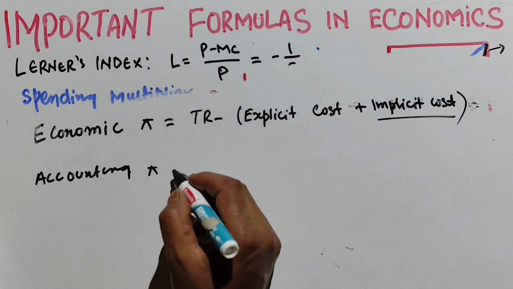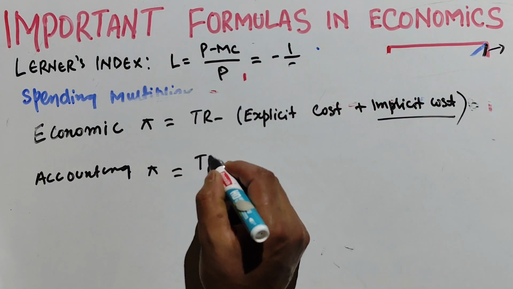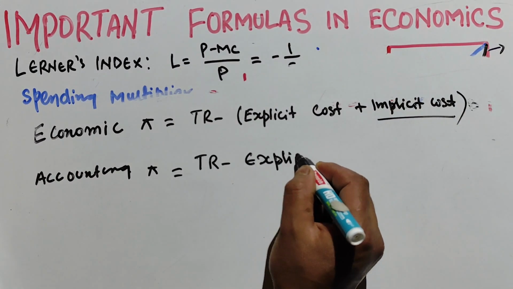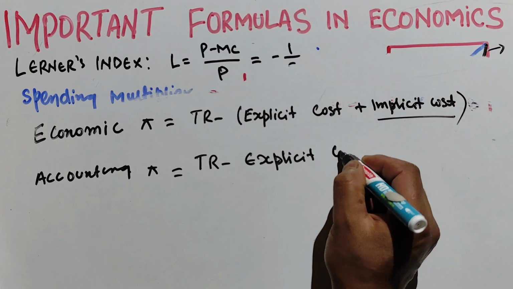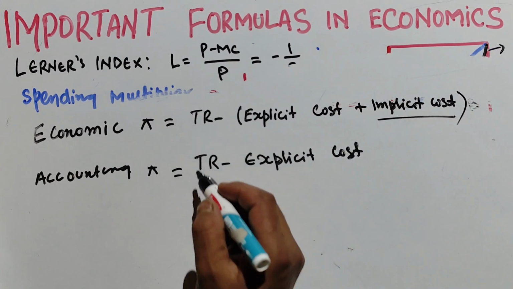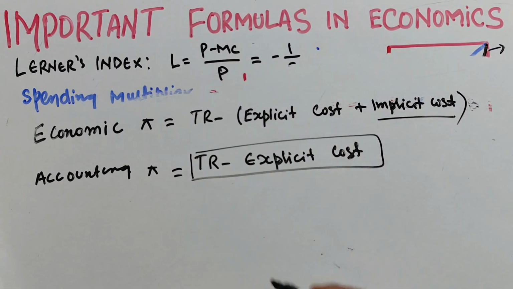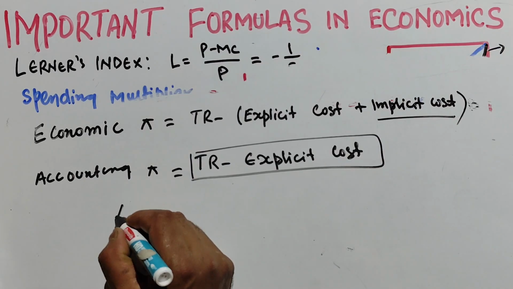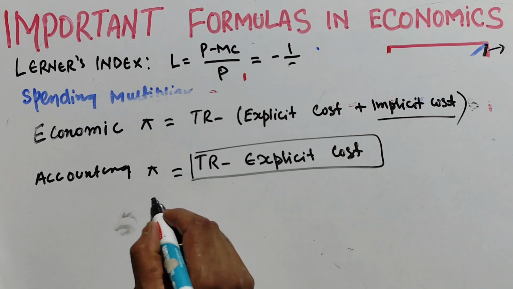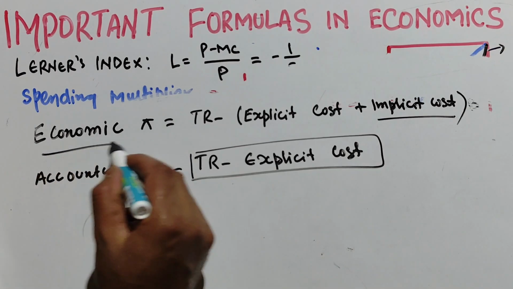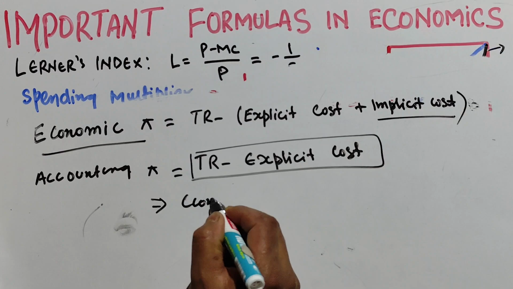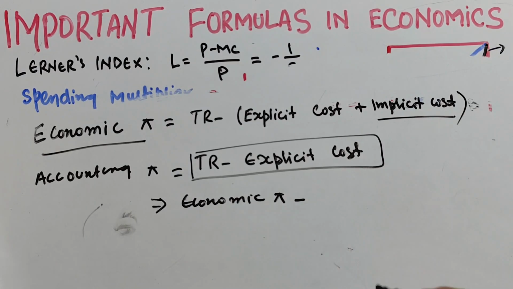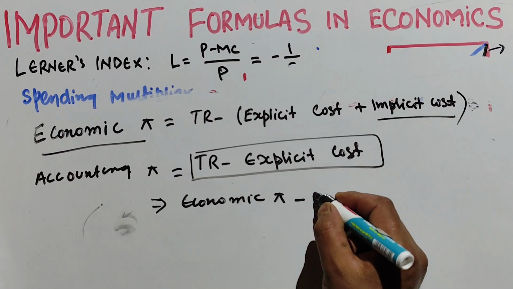And what is accounting profit? It is equal to total revenue minus explicit cost only. This is the accounting profit. Or we can also say accounting profit is equal to economic profit minus implicit cost.